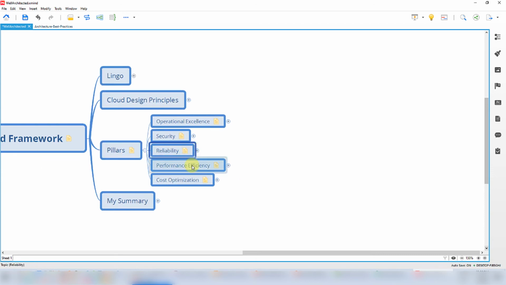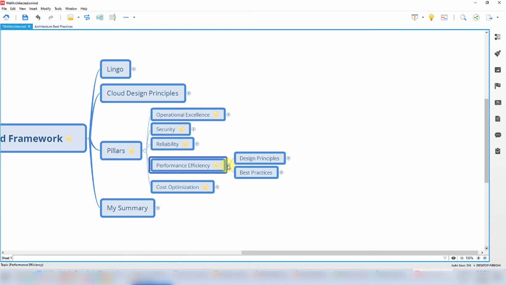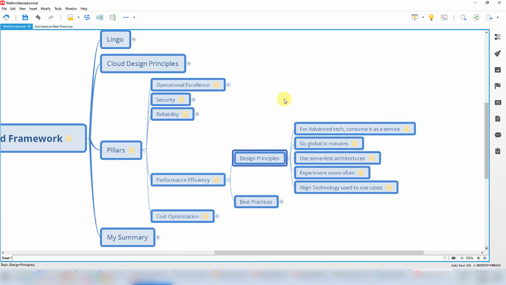Let's move on to the next pillar, performance efficiency. Performance efficiency is about two things. One is to use resources efficiently, the right resources for the right requirement. And the other is to maintain this efficiency as the technology evolves and as the workload evolves. Let's look at the design principles for performance efficiency.